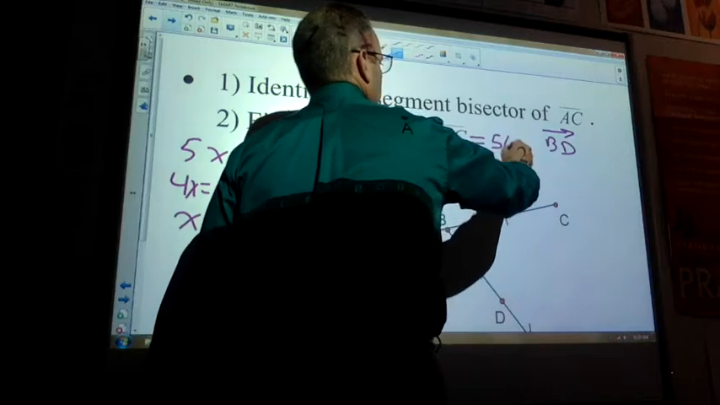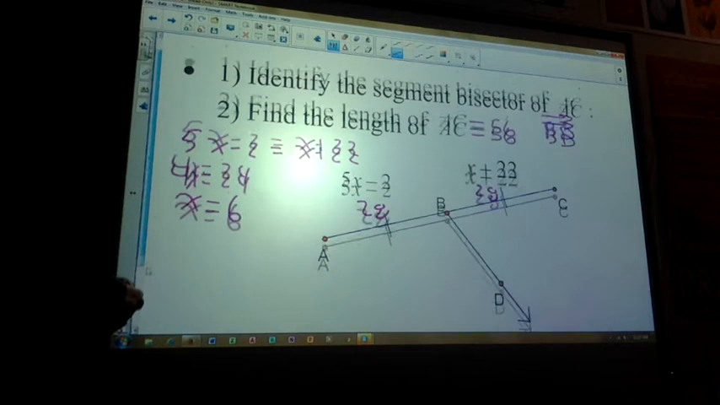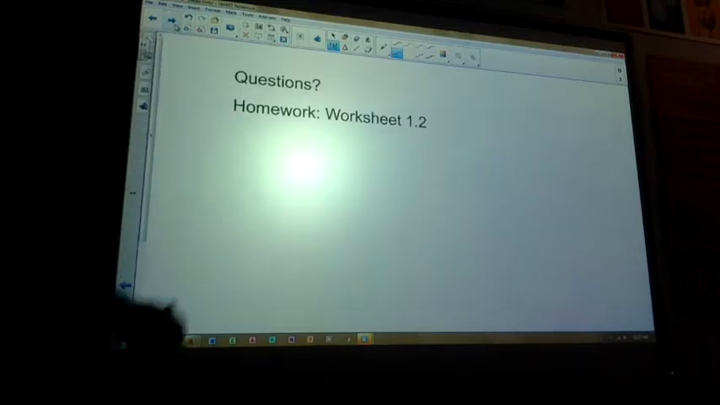The bisector. What is bisecting it? Identify the bisector, ray BD. Is ray BD the same thing as ray DB? No. The first letter is the important one. Okay, so that's our bisector.